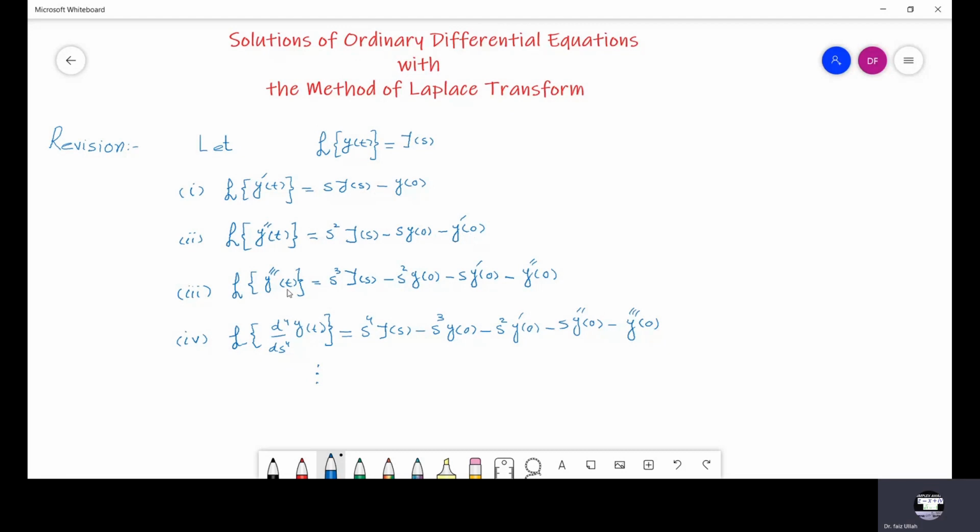Now this formula can be obtained by multiplying this one with s, and at the end we have to subtract y dash of 0. Similarly, Laplace transform of fourth order derivative is obtained by multiplying this one with s and finally subtracting y triple dash of 0 and so on. So we shall use these formulas to solve ODEs with the help of Laplace transform.